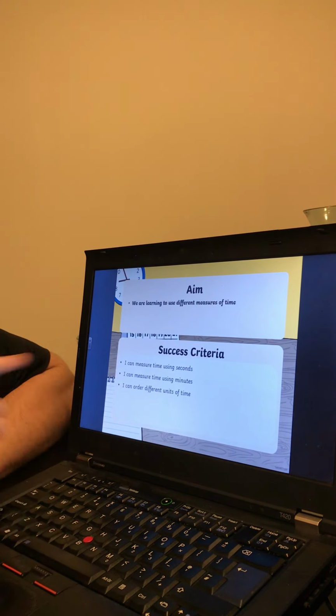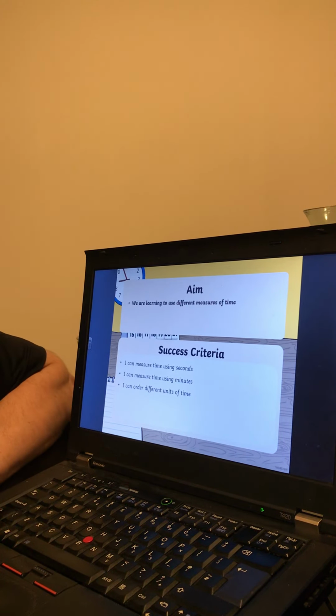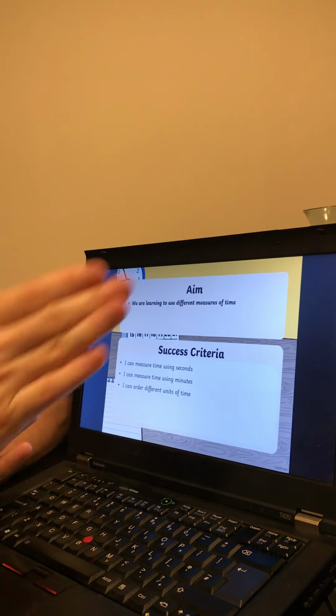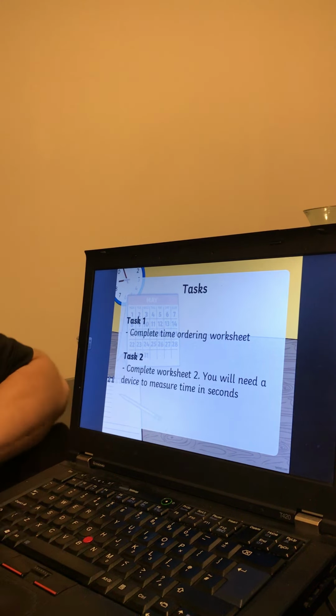You need to be able to measure time using seconds, measure time using minutes, and order the different units of time, going from seconds all the way up to years. So you have 2 tasks to do today.